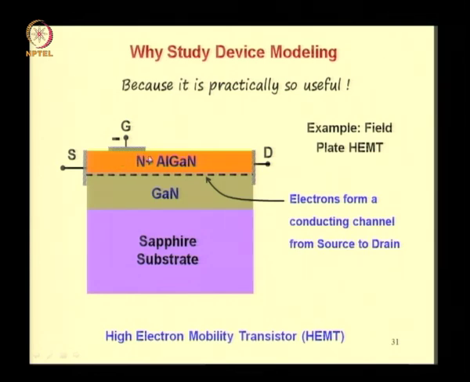Now electrons are transferred from this heavily doped region, aluminum gallium nitride, into the gallium nitride region, as it happens in any junction, and these high concentrations of electrons at this surface form a channel from source to drain. If you want an analogy of this device to the MOSFET, this would be the oxide of a MOSFET, right? This would be the gate and these two would be the source and drain. You can look at it in that form.